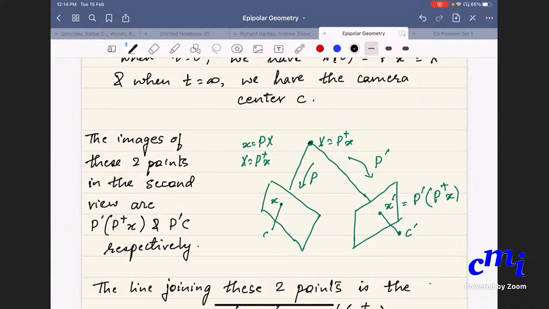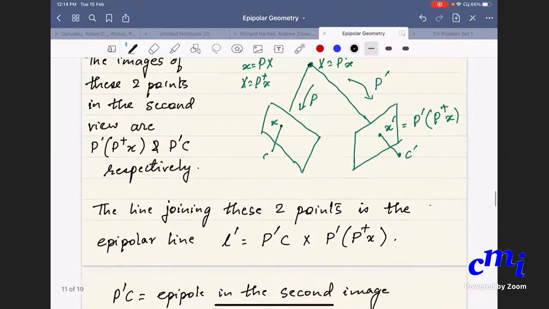All right. So now you did back projection, and now you want to project it through the second camera. So you simply apply P prime to this P plus x, and that will be your x prime, the image point through the second camera. So that's what I have written here.